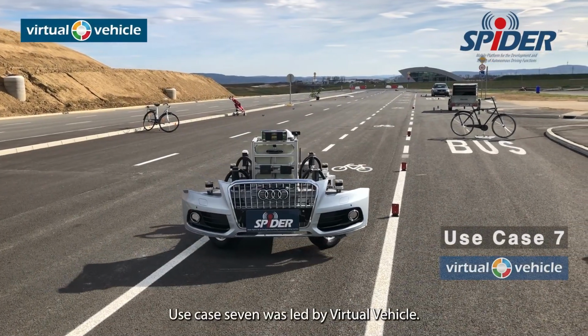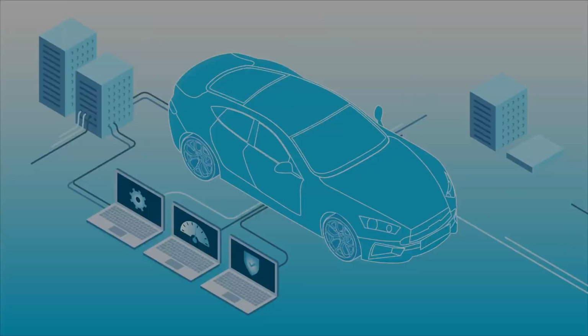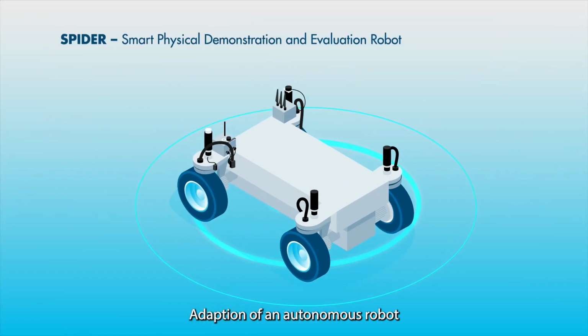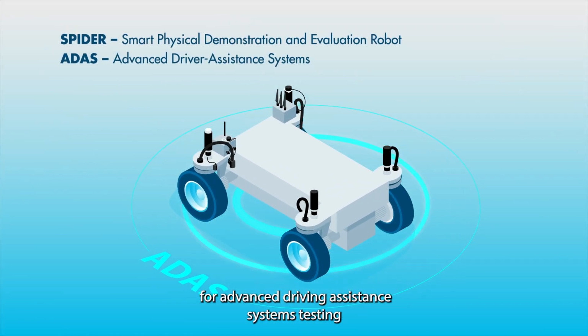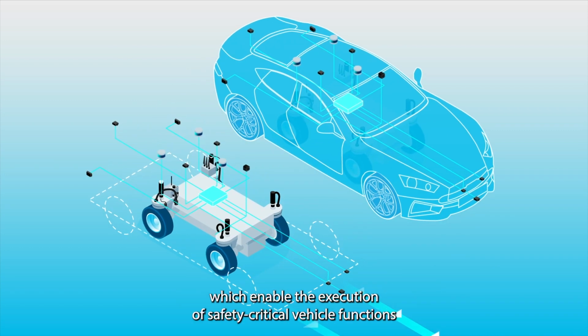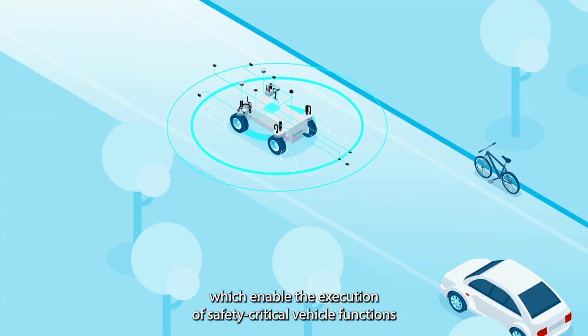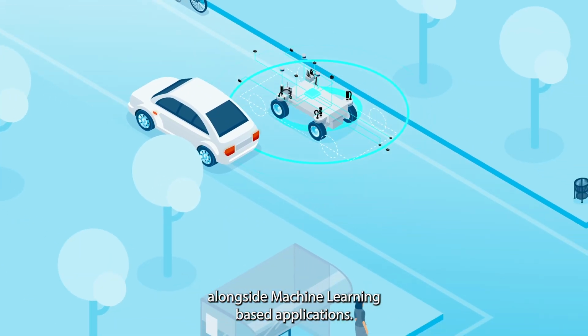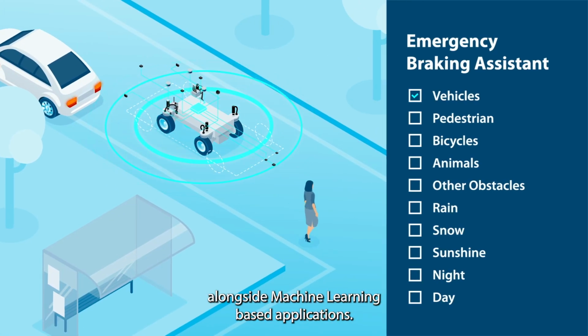Use case 7 was led by Virtual Vehicle. Adaptation of an autonomous robot for advanced driving assistance systems testing utilizes the open-source components from Fractal, which enable the execution of safety-critical vehicle functions alongside machine learning-based applications.